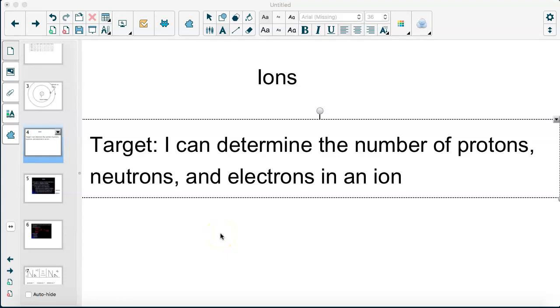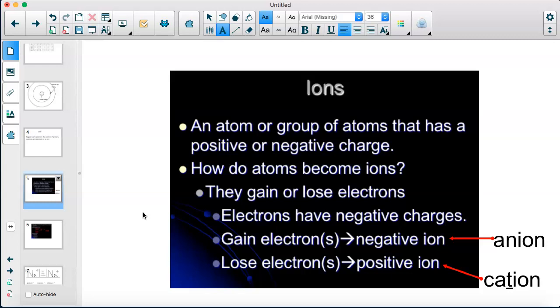Today we're going to be learning about ions. And our target is to determine the number of protons, neutrons, and electrons in an ion. So first things first, what exactly is an ion? An ion is simply an atom or a group of atoms that has a charge. That charge can be positive or it can be negative, kind of like a magnet. A magnet can be positive, a magnet can be negative, right?